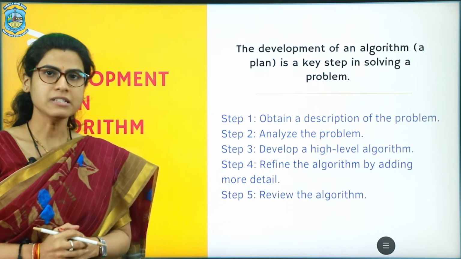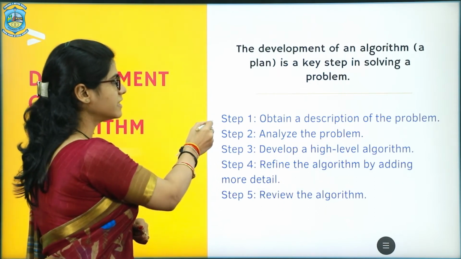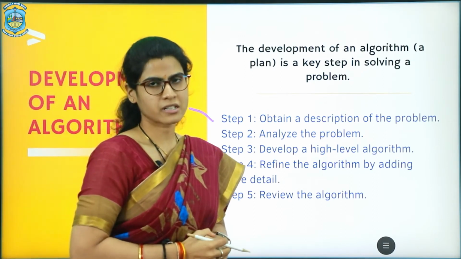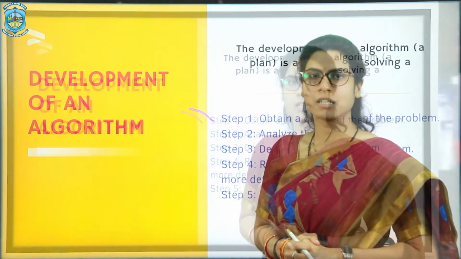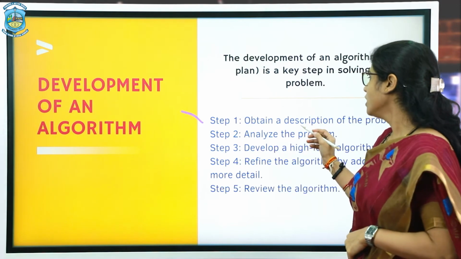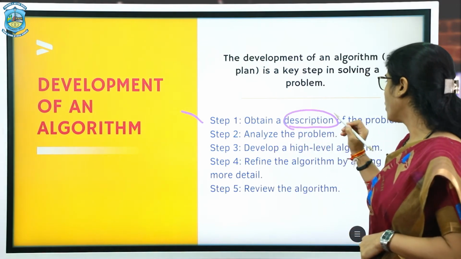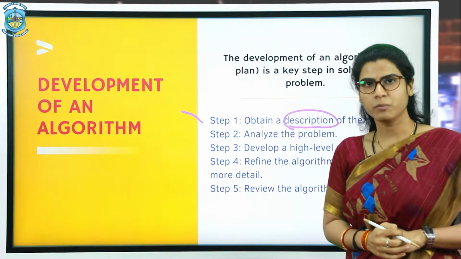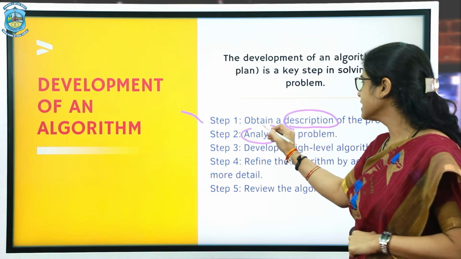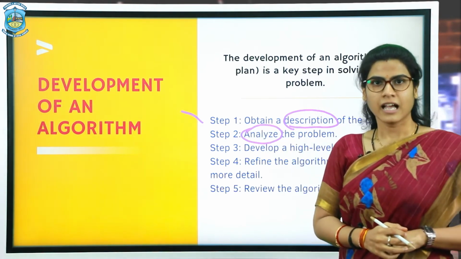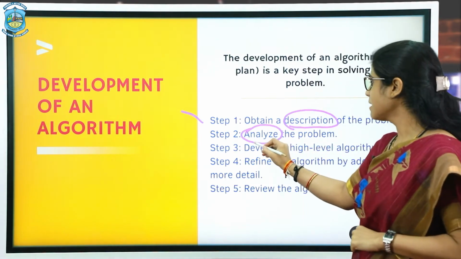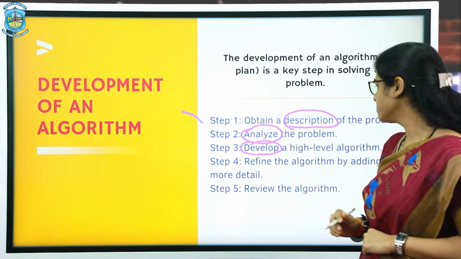First of all, the first step says, obtain a description of the problem, which means that you have to describe the problem before resolving it. According to that problem, we design a solution. So first of all, we describe the problem. After describing the problem, we have to analyze it. So the second step is analyzing the problem. Third is, after analyzing, we have to develop a solution for it. So the third step majorly emphasizes the development part.